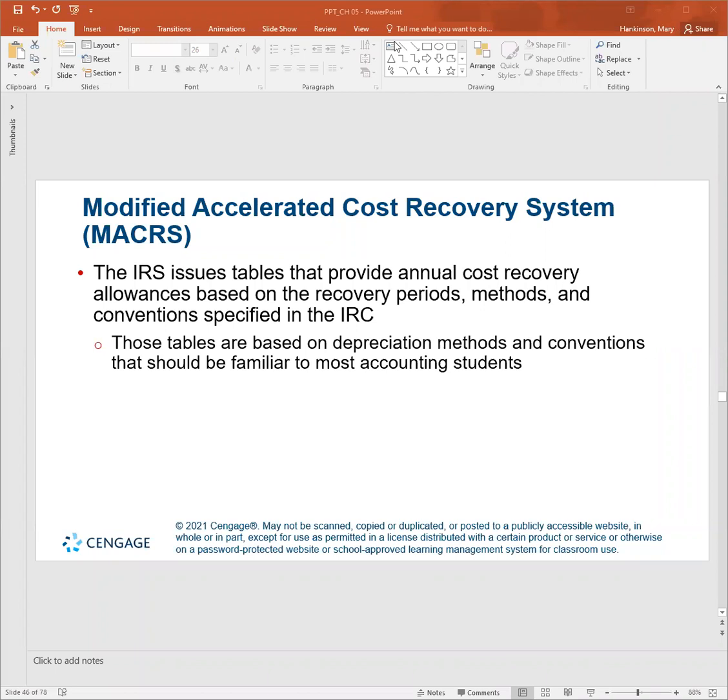So let's talk more in depth about the modified accelerated cost recovery system. To assist taxpayers in applying the system, the IRS issues tables that provide annual cost recovery allowances based on the recovery periods, methods, and conventions specified by the Internal Revenue Code. However, those tables are based on depreciation methods and conventions that should be familiar to most accounting students. These methods and conventions are below.